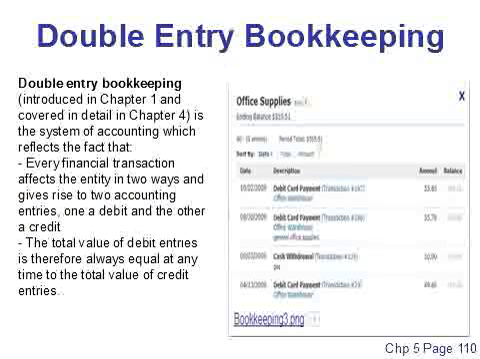Double entry bookkeeping. Double entry bookkeeping, introduced in Chapter 1 and covered in detail in Chapter 4, is the system of accounting which reflects the fact that every financial transaction affects the entity in two ways and gives rise to two accounting entries, one a debit and the other a credit. The total value of debit entries is therefore always equal at any time to the total value of credit entries.